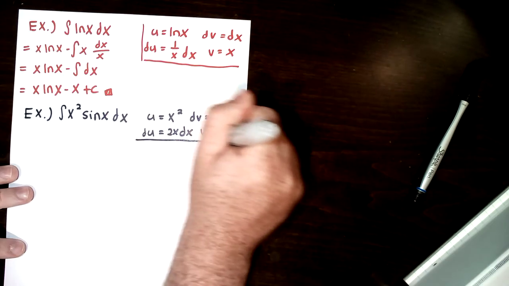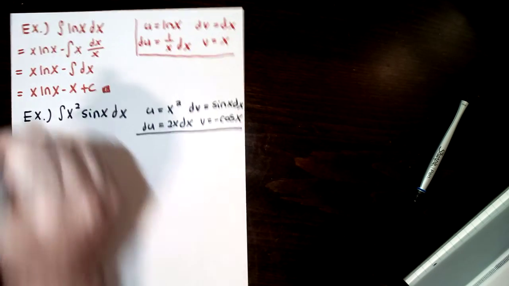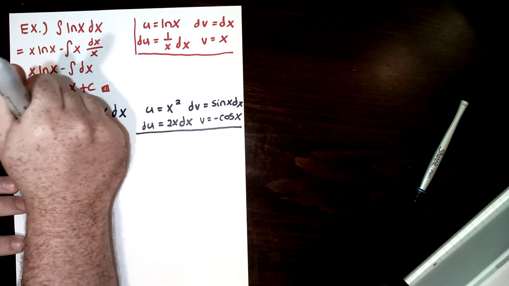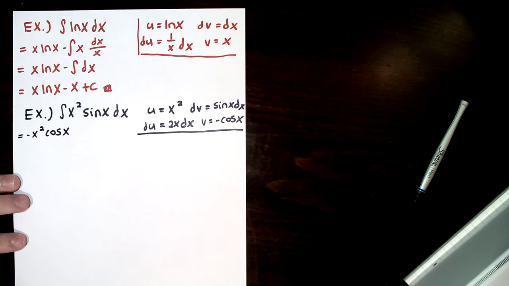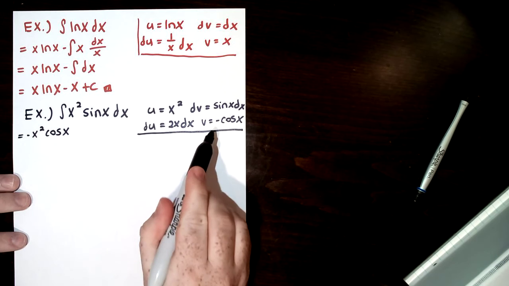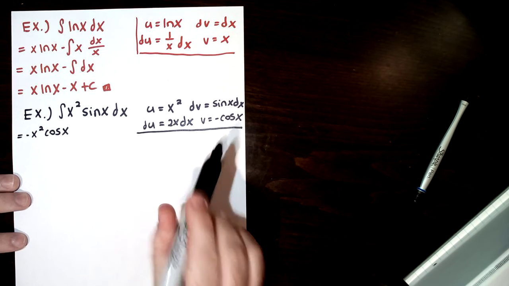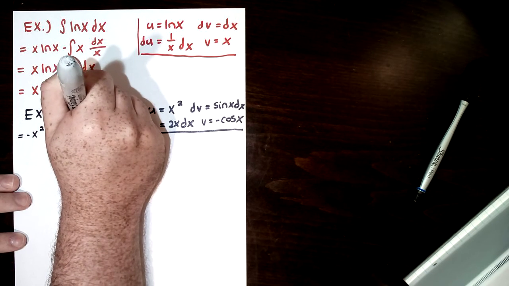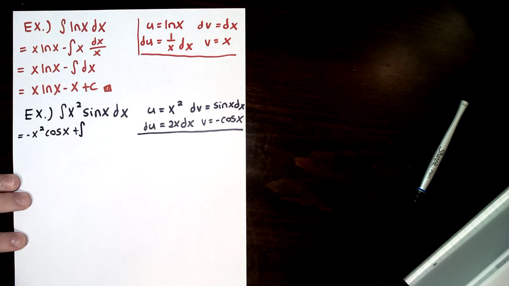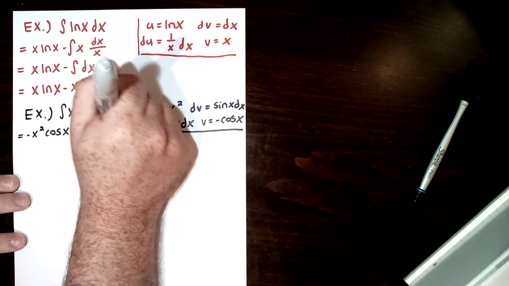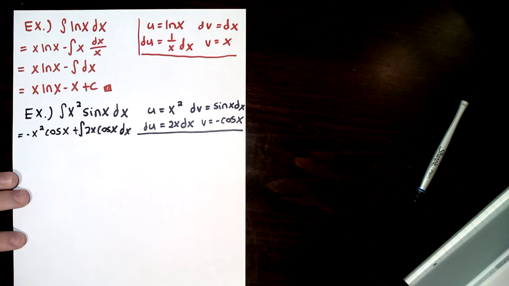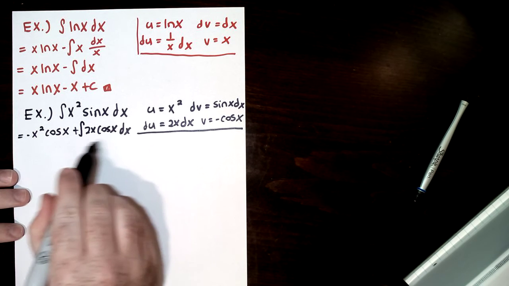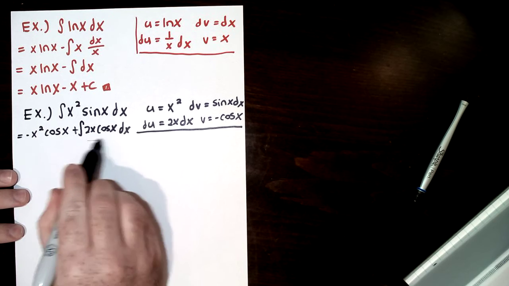So right here, we're going to apply the integration by parts formula. So this is going to be equal to uv, so negative x squared cosine x, minus the integral of v du. Notice that there's a negative sign with the function v, so we're going to get minus a negative, that becomes positive, so plus the integral of 2x times cosine x dx. And this is how it's different from the first example. We will need to use the method of integration by parts once again for this integral.